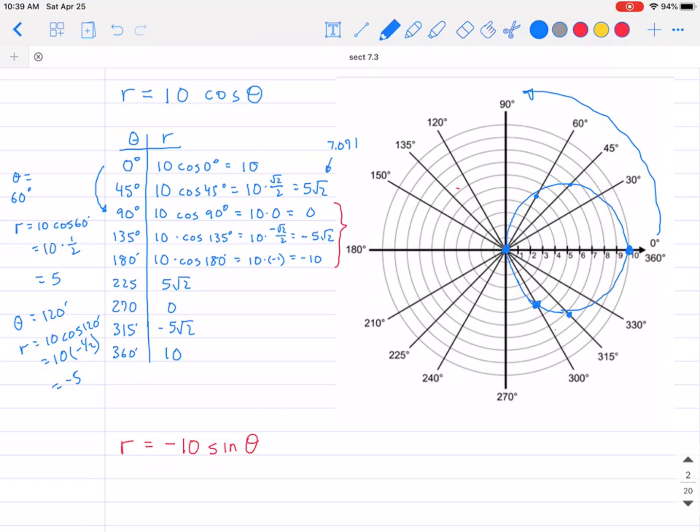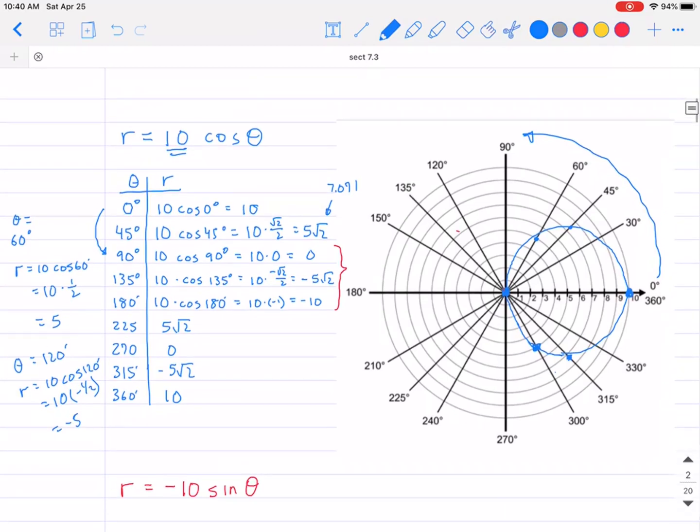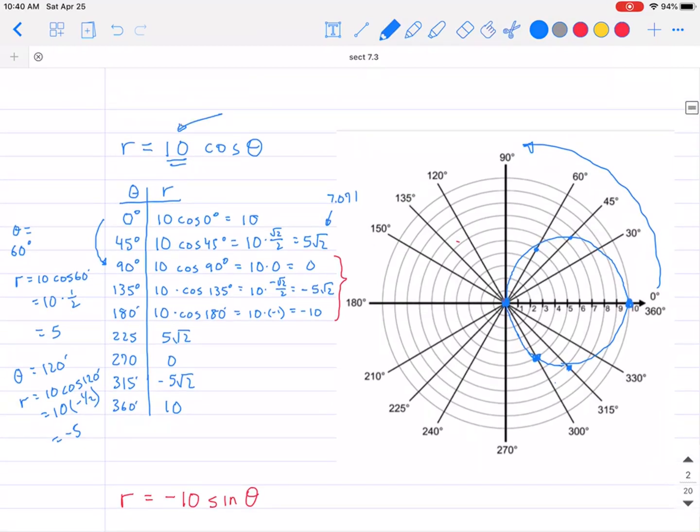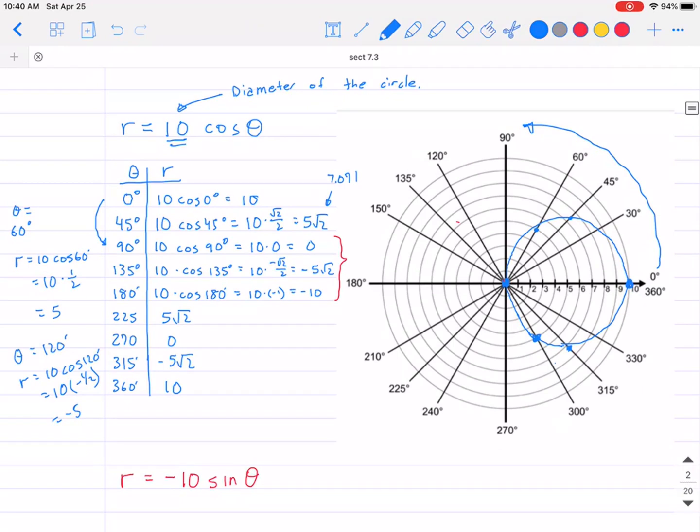Now, let's try to identify this graph for future references, so that we don't have to reinvent the wheel every single time. Note that for this circle, I have 10 multiplied by cosine of theta, and that 10 is actually the diameter of the circle in this case. Let me write that out. So that 10 is going to be the diameter of the circle.